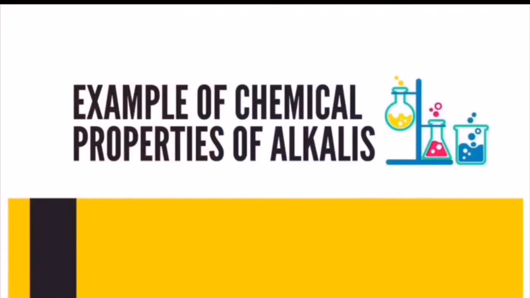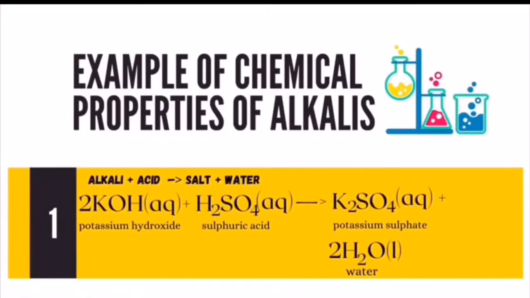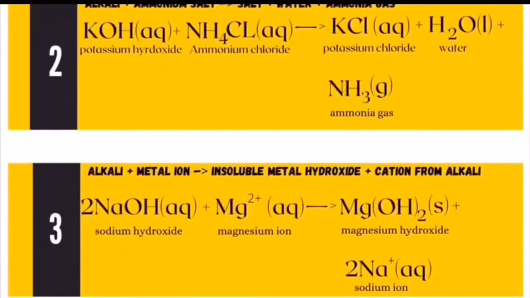Next, the example of chemical properties of alkalis. First, potassium hydroxide plus sulfuric acid produce potassium sulfate plus water. Second, potassium hydroxide plus ammonium chloride produce potassium chloride plus water plus ammonia gas. And lastly, sodium hydroxide plus magnesium ion produce magnesium hydroxide plus sodium ion.